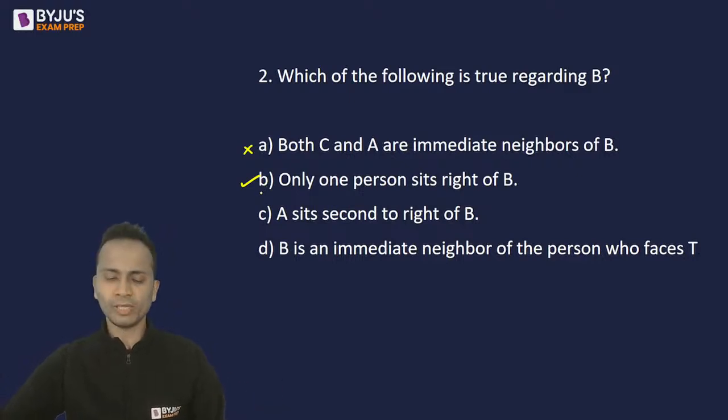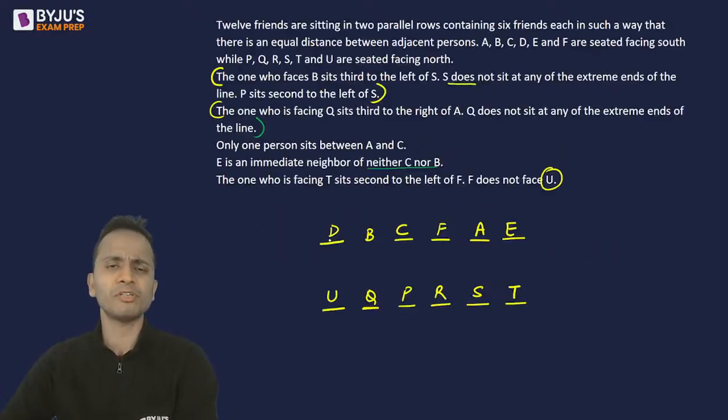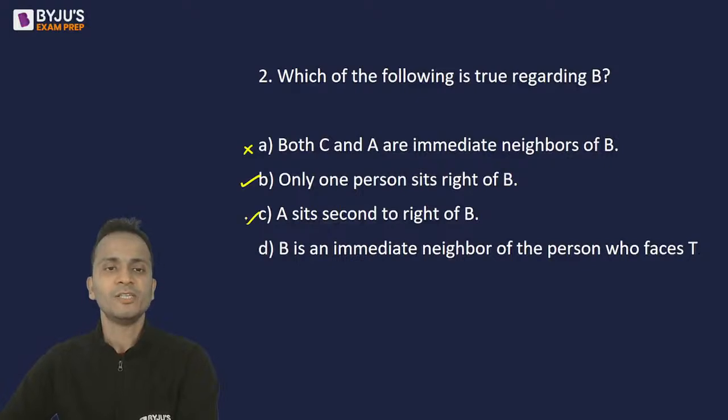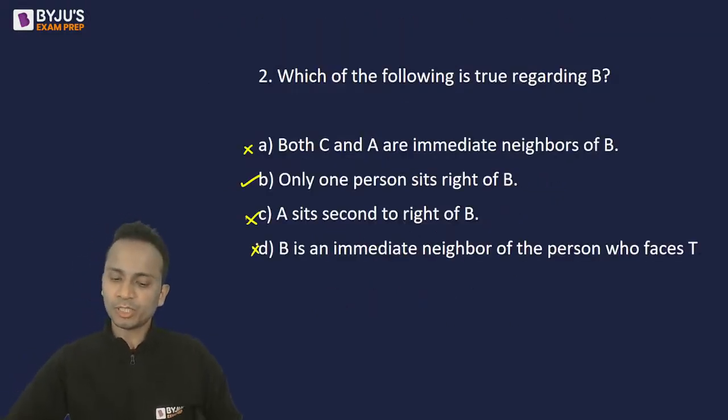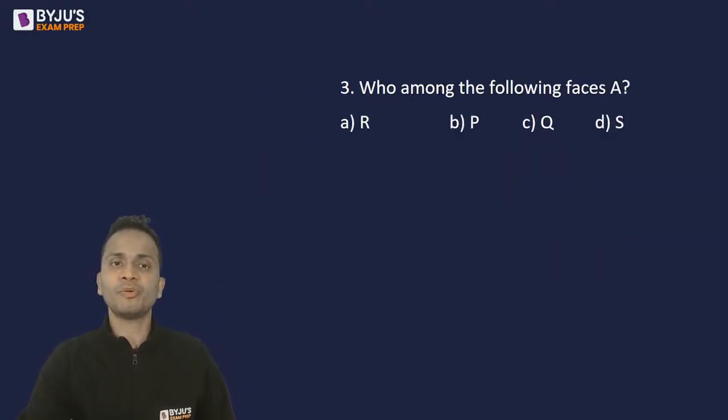There is no need to go to the next statement, but let's check it out. A sits second to the right of B. It is not possible because there is only one person to the right of B. Okay, B is an immediate neighbor of the person who faces T. Who faces T is E. B is not the immediate neighbor. So option D is also incorrect. All right. Okay, so option B, yes, it is definitely correct. Now, Samarth, you have given correct answer for this one. Good. Now, look at the next one, question number 3.